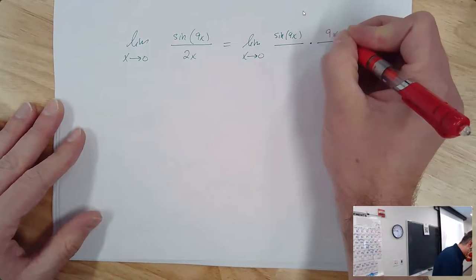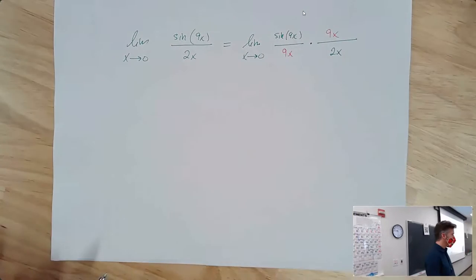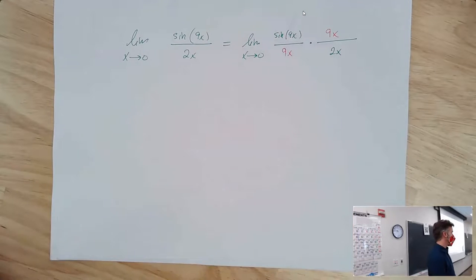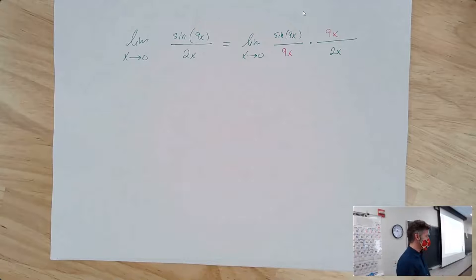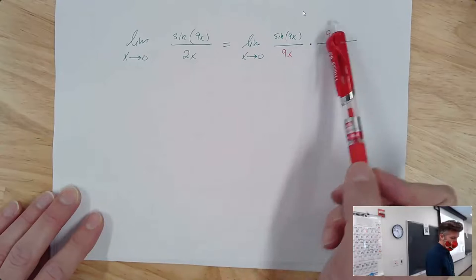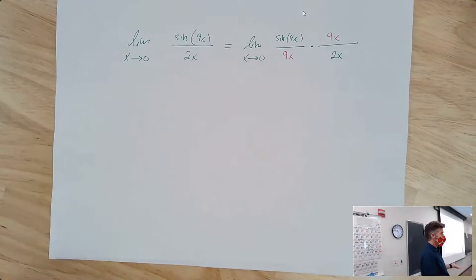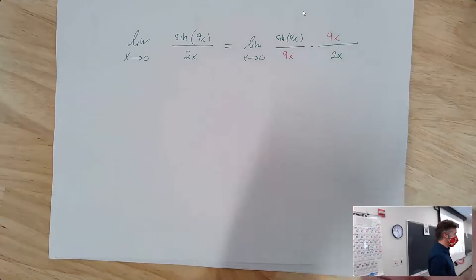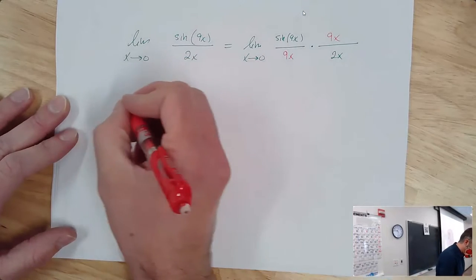Specifically, 9x divided by 9x. Because I want to have, or I wish I had, a 9x beneath the sine of 9x. You always want to be matching the stuff that's inside the sine function, because that's the part that you can't really modify. So hopefully that helps you see that we're actually not multiplying by 9x over 2x. We're multiplying this original thing by 9x over 9x. You could totally write it that way. I do it this way because this is just what my brain has always thought of.